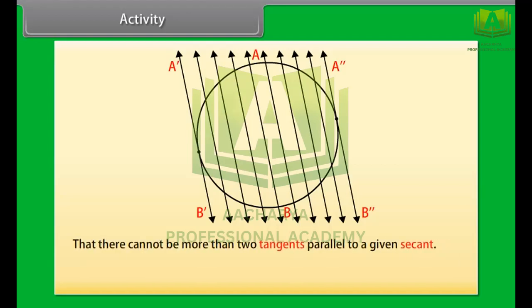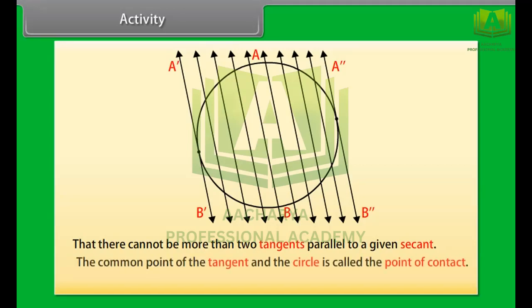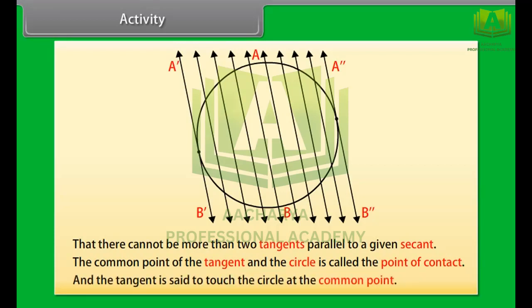We can also observe that there cannot be more than two tangents parallel to a given secant. The common point of the tangent and the circle is called the point of contact, and the tangent is said to touch the circle at the common point.